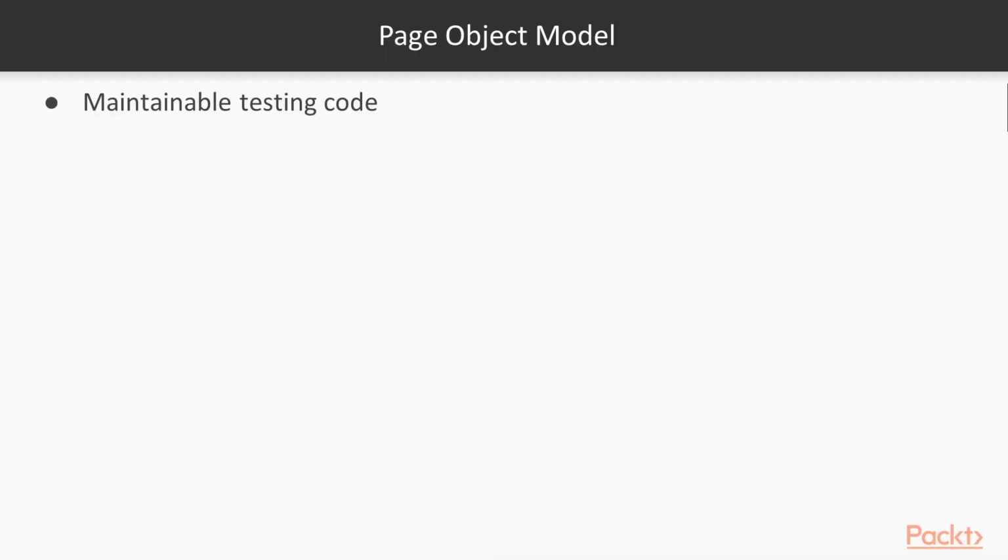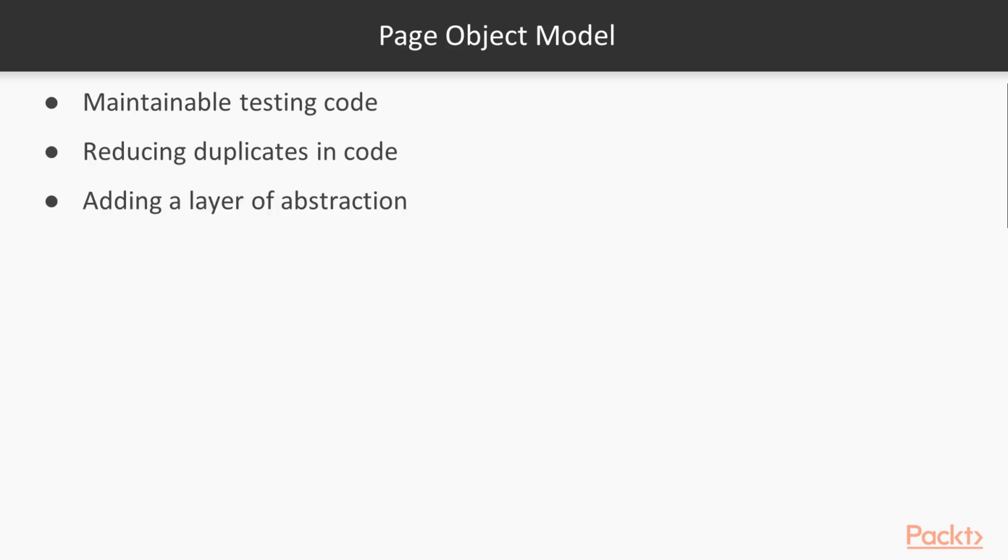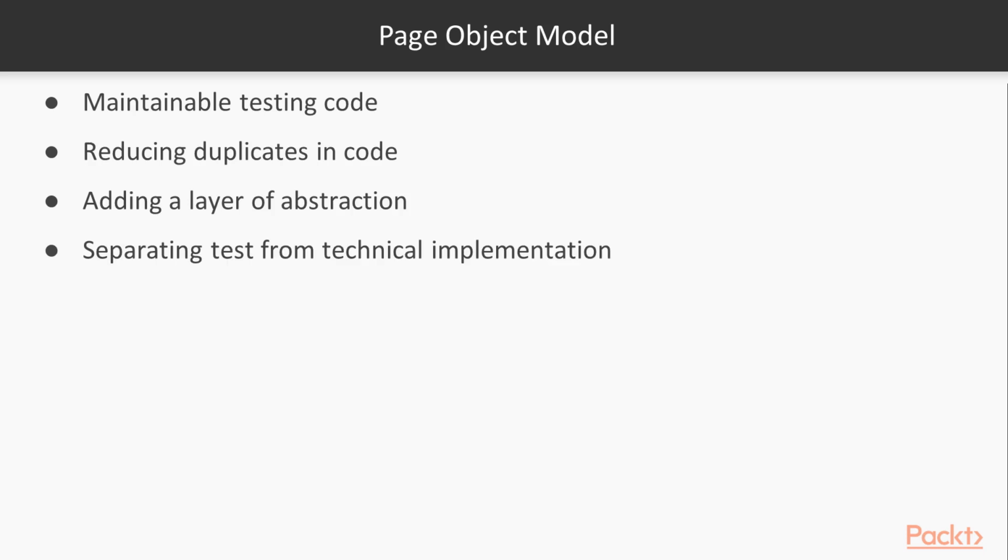We will talk about this more in the next section, but for now, we have the page object model design pattern, which has a goal of making our testing code maintainable. We want to reduce duplicates in the code. We want to add layers of abstraction, and we want to separate tests from technical implementation. We will see all this through examples later on.